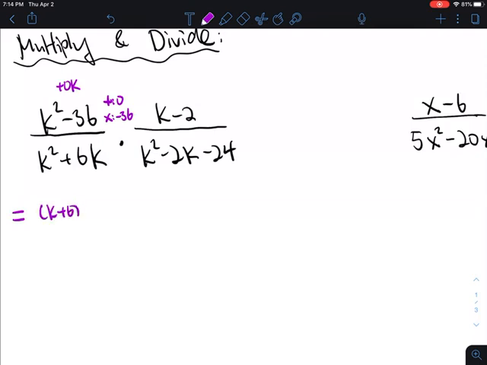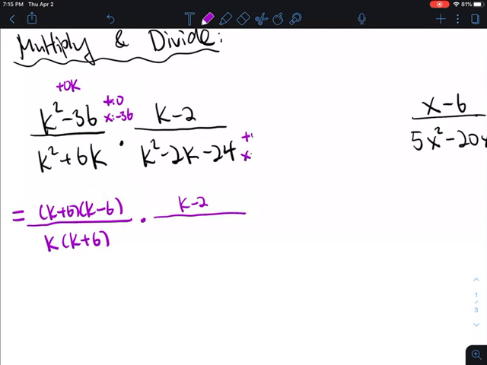So here I think we'll have k plus 6, k minus 6. It's a difference of two squares. And then on the bottom, k squared plus 6k. Well, again, this we have a GCF, right? So always watch out for that first. We can take out a k, and then we're going to end up with k plus 6. And then multiply. K minus 2 is just k minus 2. Nothing we can do there.